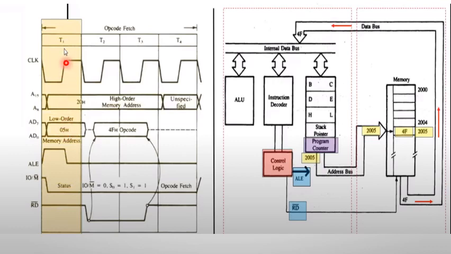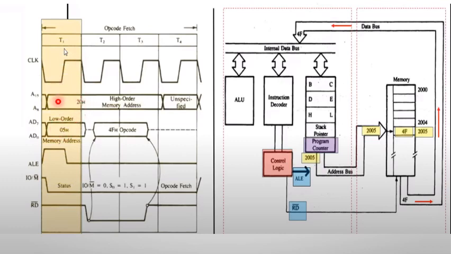And during the next half of the first clock cycle, what happens? Once the lower order address is obtained, the ALE signal goes low, right? Then the duty of the 8085 microprocessor is to take the higher order address, which comes from the dedicated higher order address bus A8 to A15. So during the next half of the first clock cycle, it obtains the higher order address.